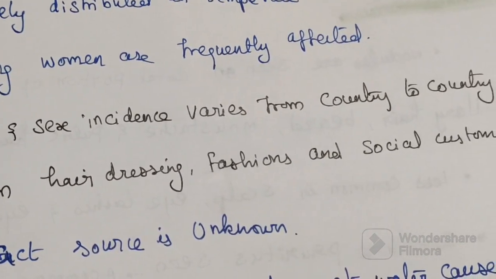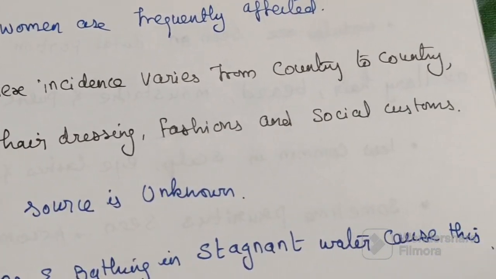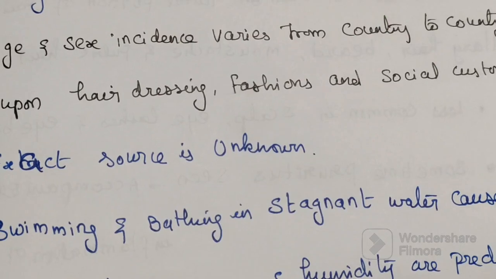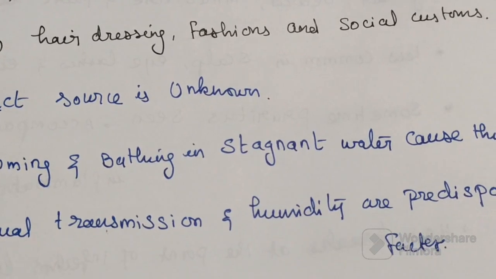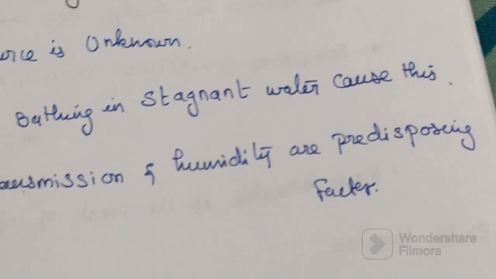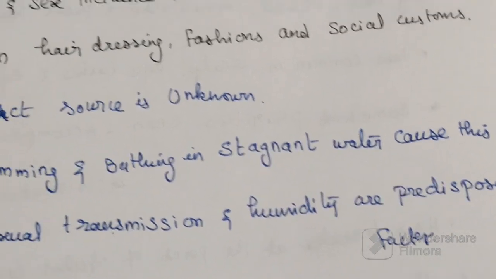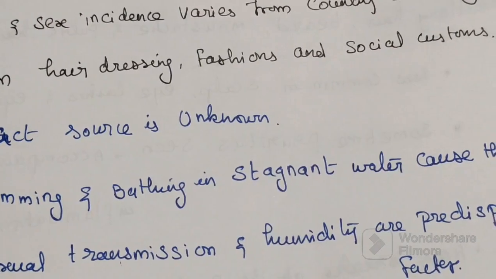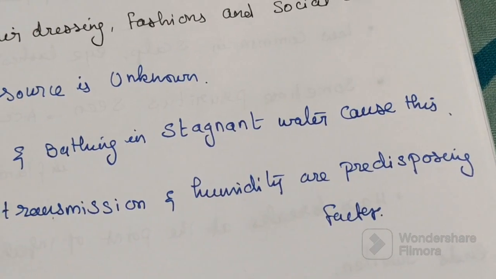Age and sex incidence vary from country to country, depending upon hairdressing, fashions and social customs. Extrahuman sources are unknown. Swimming and bathing in stagnant water can cause white Piedra. Sexual transmission and humidity are predisposing factors.